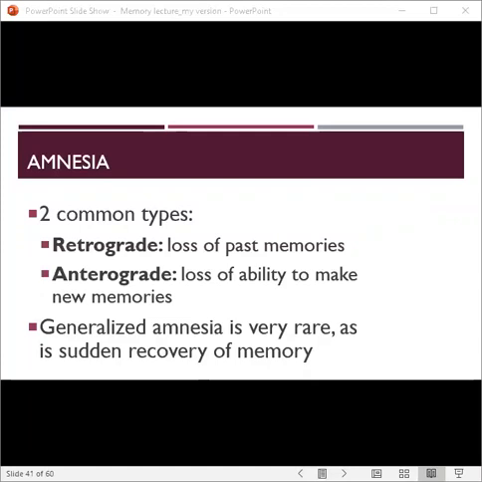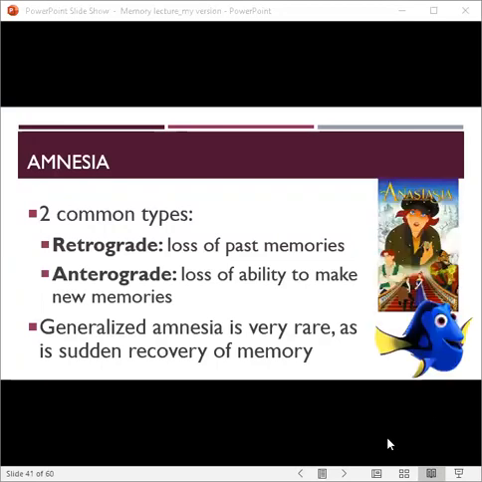There's a third option that's not really based in any sort of scientific literature, but popular movies love it, and this is generalized amnesia, or the idea of someone losing their entire memory from before some sort of traumatic event. However, this is very rare. We hardly ever see cases where someone lost their entire memory. It's equally rare for the sudden recovery of memory as portrayed in movies. Memory recovery from amnesia tends to occur gradually, if at all.